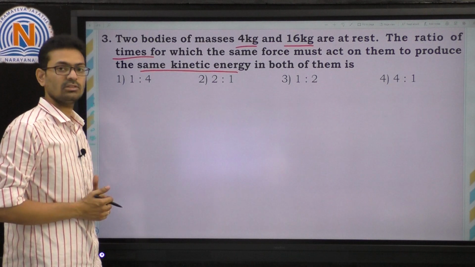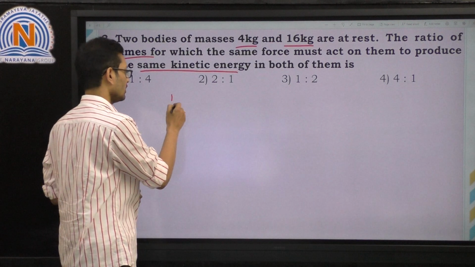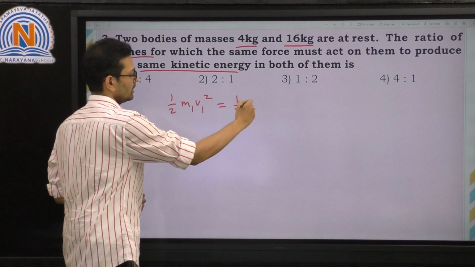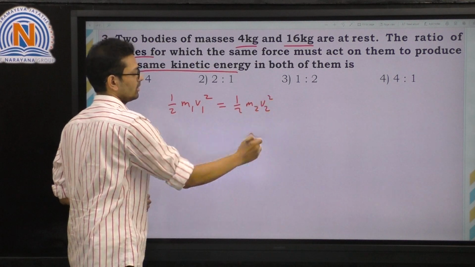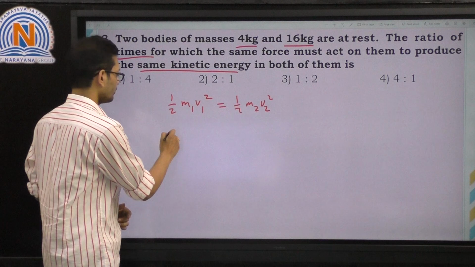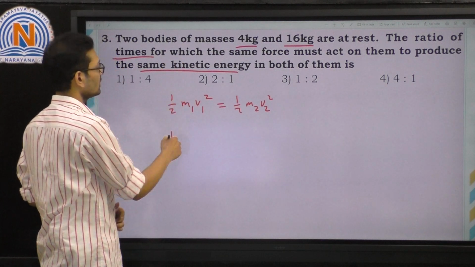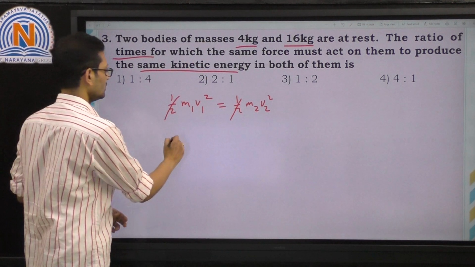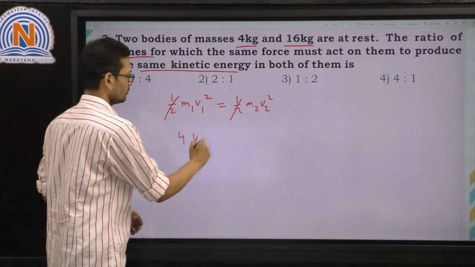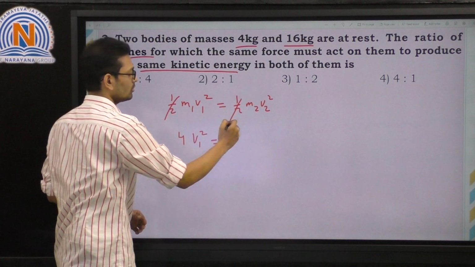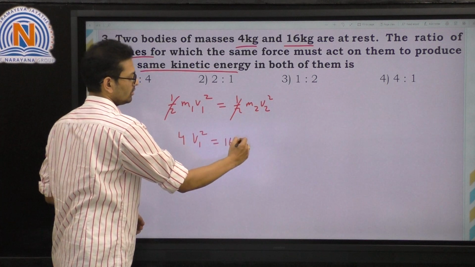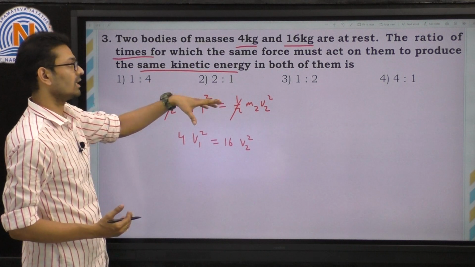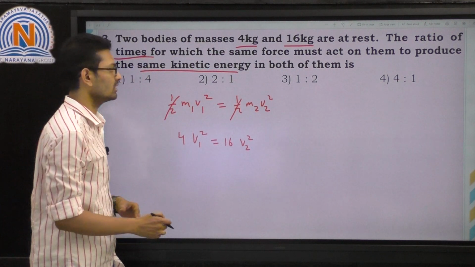Let us think the kinetic energies in both of them are same. We will think half m1 v1 square is equals to half m2 v2 square. Let us cancel this half and half. We are having m1 as 4 kg into v1 square is equals to m2 is 16 kg into v2 square. Now from here, if you want to get it in terms of times, you have to use this equation.